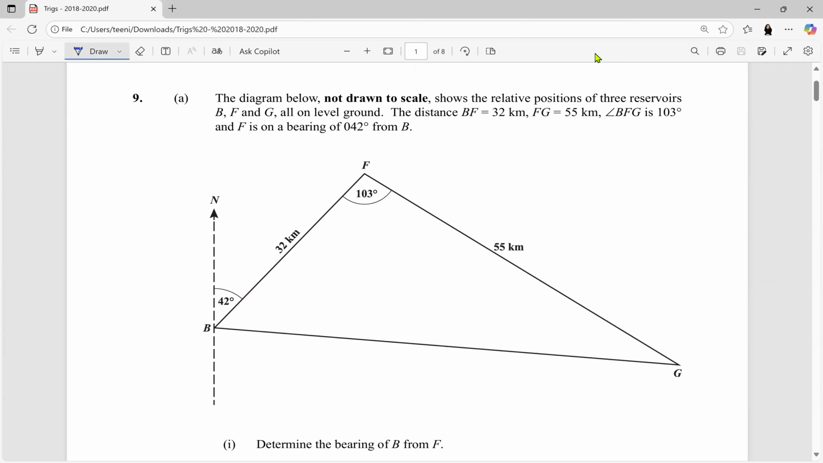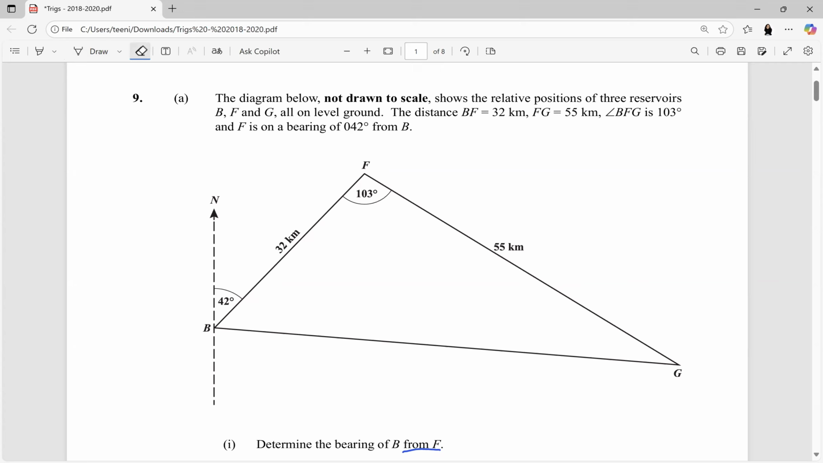Right. So it says the bearing of B from F, right? Now, if you're looking at the bearing of B from F, it means F is the starting point, because wherever it says from, that's the starting point. And that's where you want to draw your north line. So I'm going to draw my north line here at F. Actually, before I even get to that, we have the bearing of F from B already. That's this bearing here.